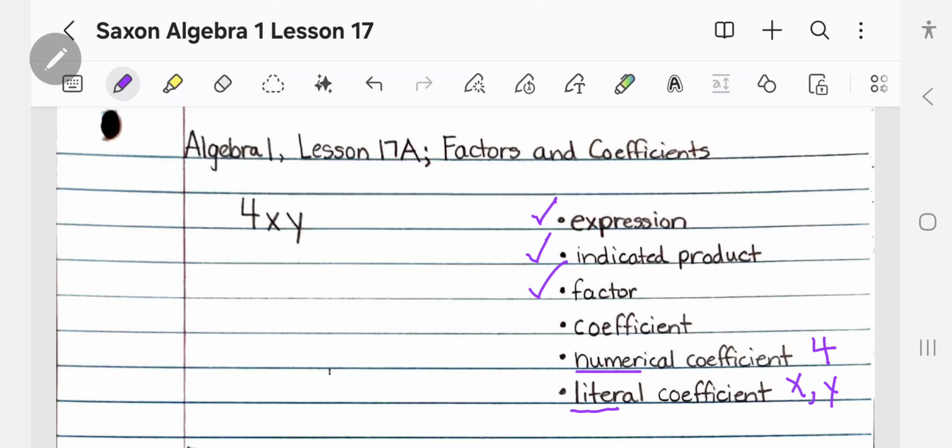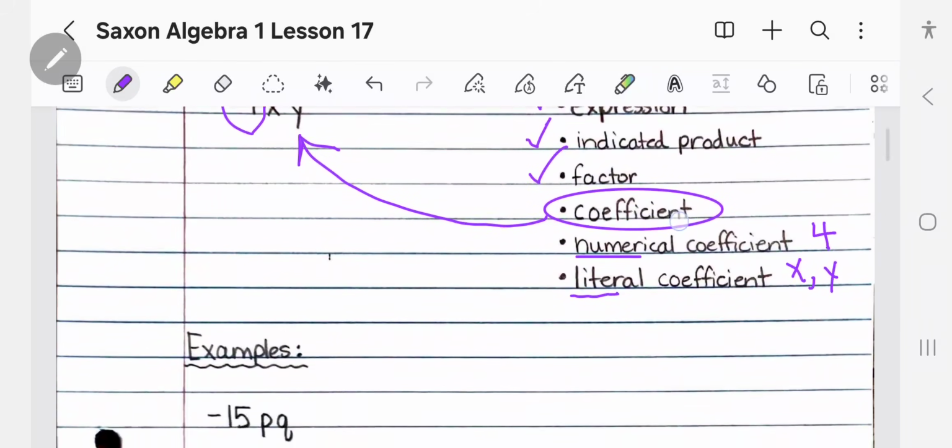Now, most of the time when we talk about coefficients, we're talking about numerical coefficients. So a lot of times they'll just shorten it and say, what's the coefficient of this expression? And you would say 4. Rarely are you going to see literal coefficient. We just shorten numerical coefficient to be coefficient.